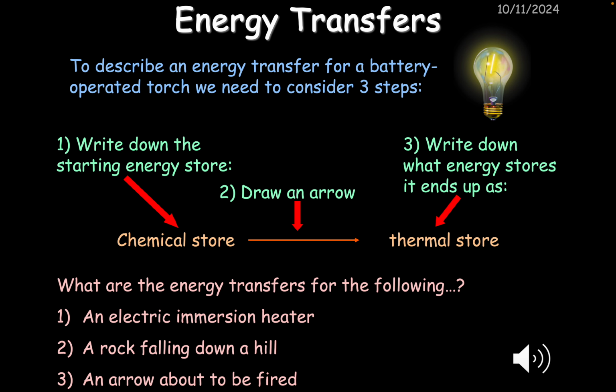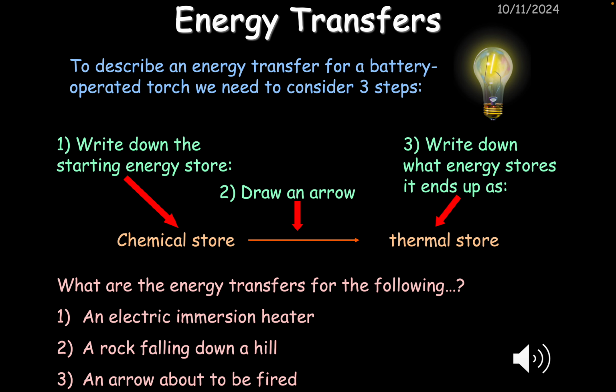So what are the energy transfers for the following? An electrical immersion heater, that's just a heater that gets its energy input, so it's transferring electrical energy, and it will give out thermal energy. Okay, so it will convert the energy by the electrical mechanism of the mains electricity, so wherever that comes from, and of course ultimately that will be burning a fuel. So again, it will be a chemical store which is converted electrically by the immersion heater to give you an increase in a thermal energy store.